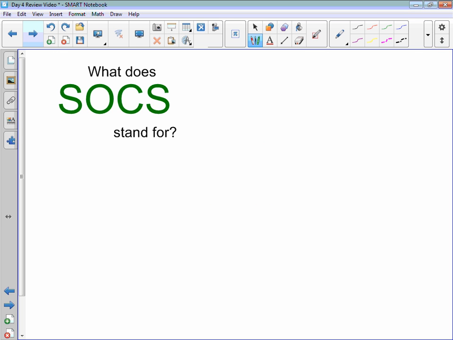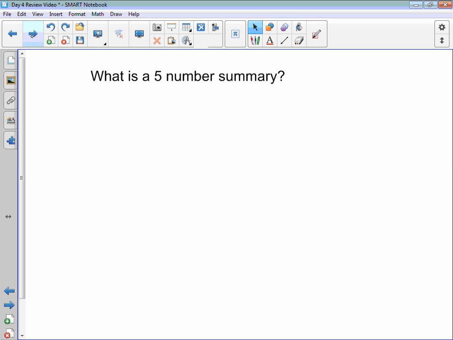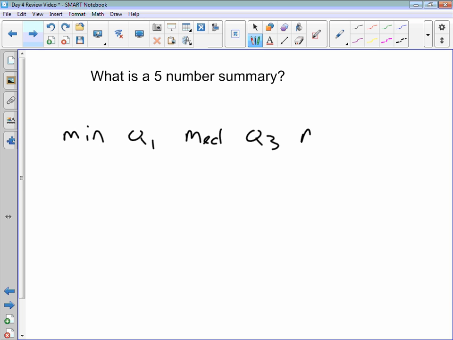Just a quick review. Remember SOX, but we've changed that to SUX. What does SUX stand for? Shape, center, spread. We have our units that we use for this. And then unusual values or characteristics of the graph. All right. Remember, another question. What is a 5-number summary? A 5-number summary is the min, the first quartile, the median, the third quartile, and the max.